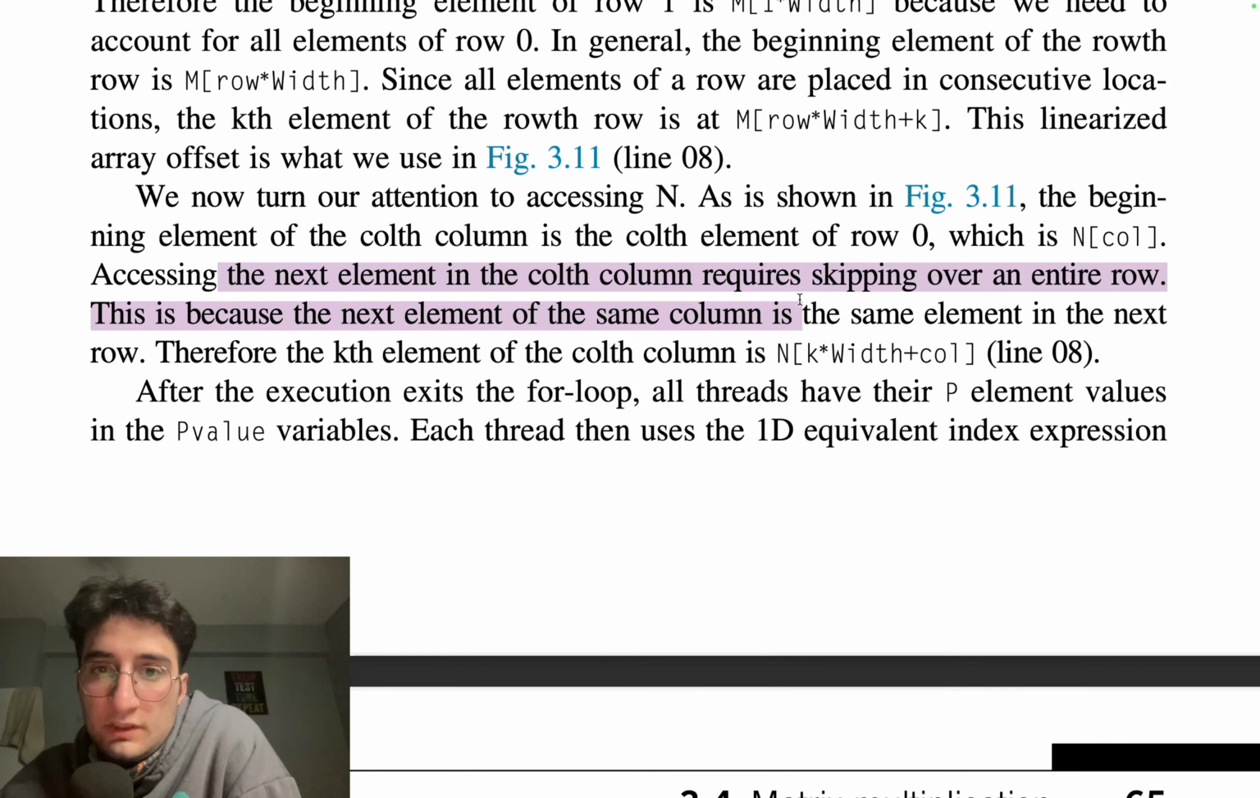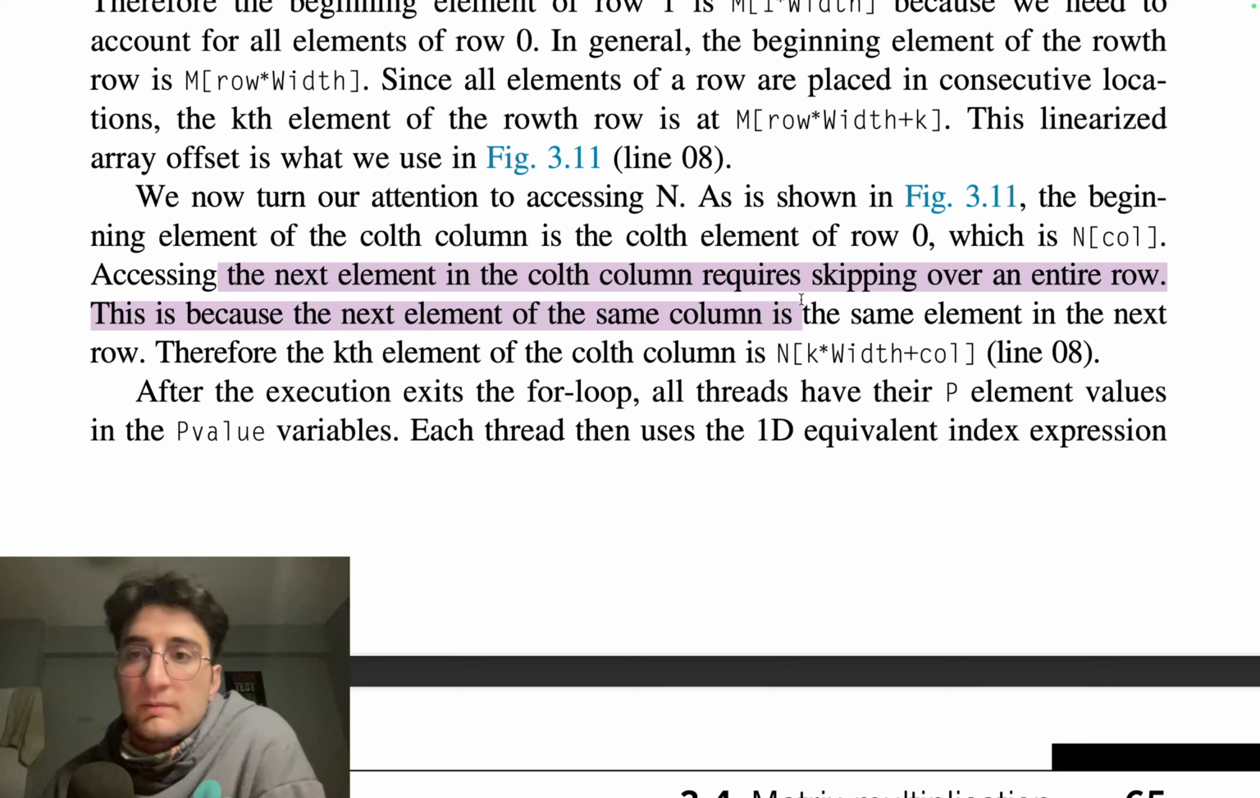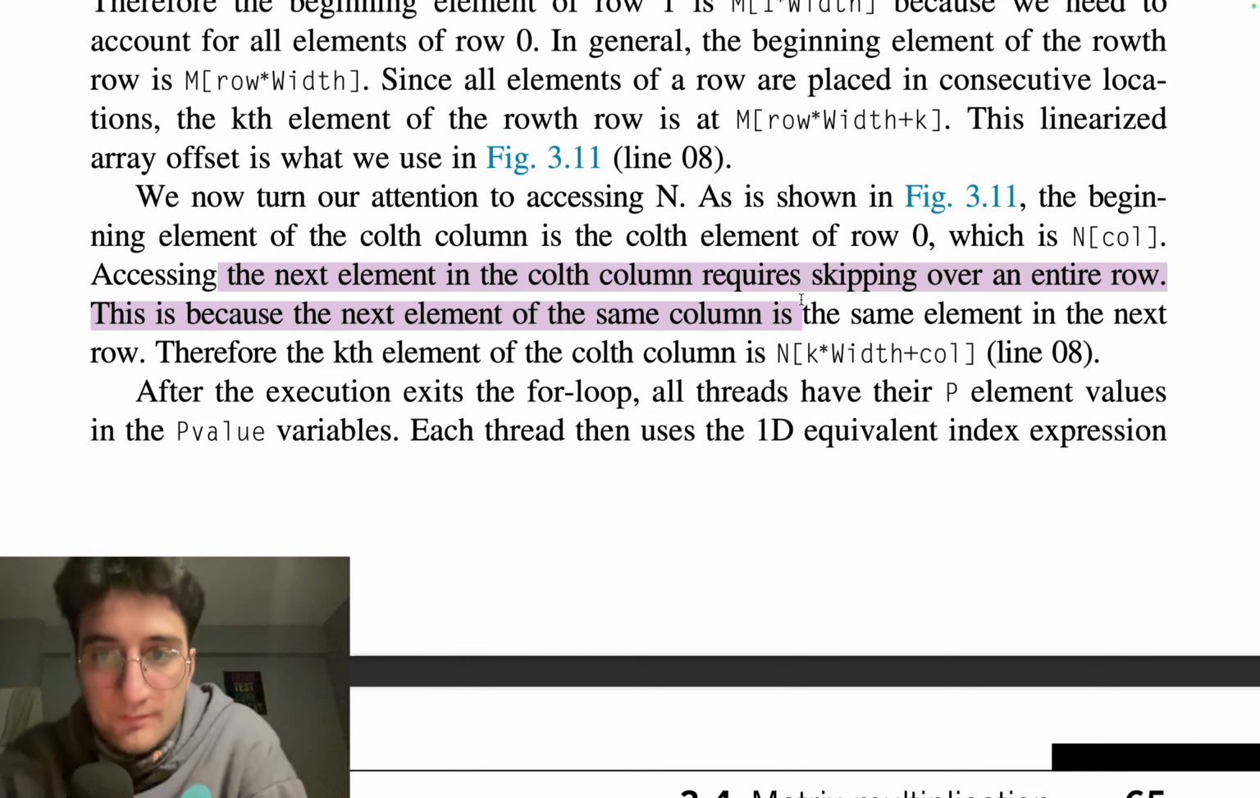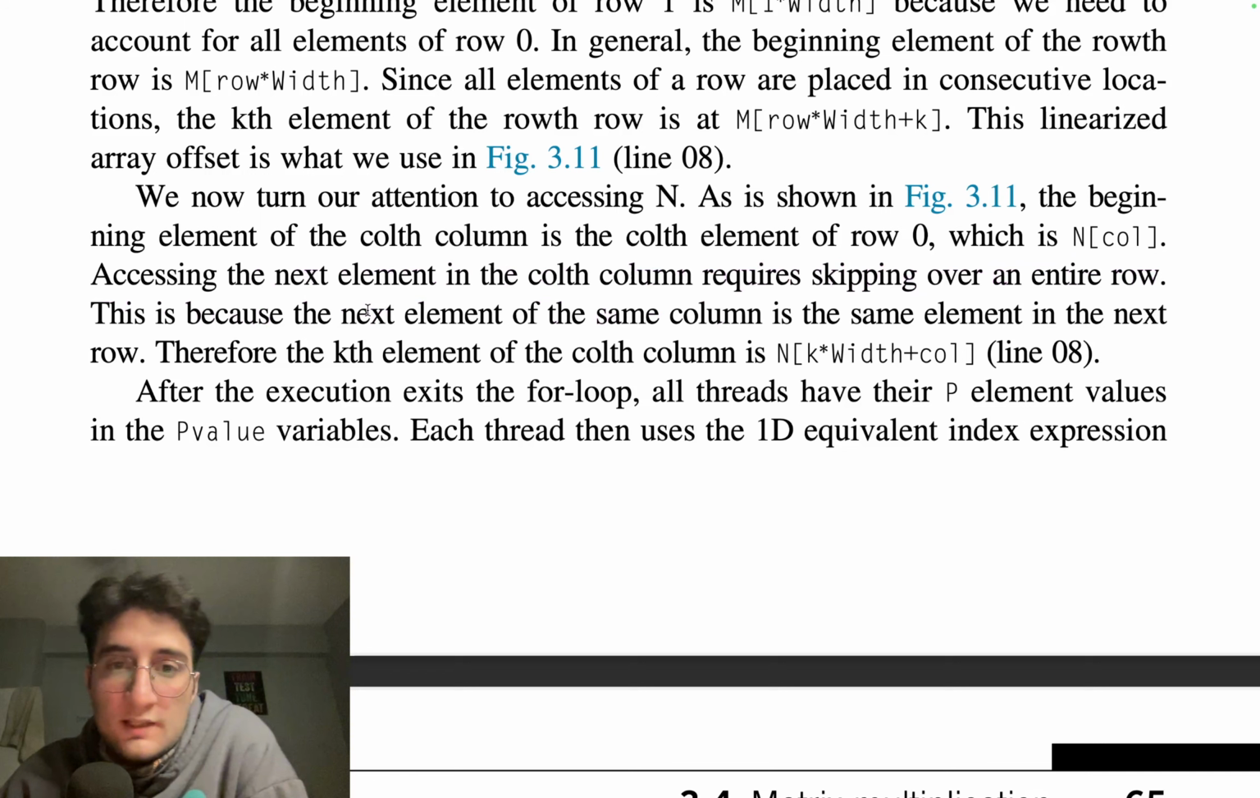Accessing the next element in the column requires skipping over an entire row. This is because the next element of the same column is the same element in the next row. Therefore, the kth element of the column is at k times width plus col.